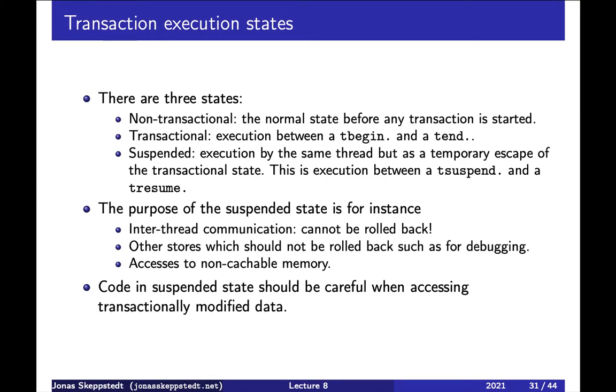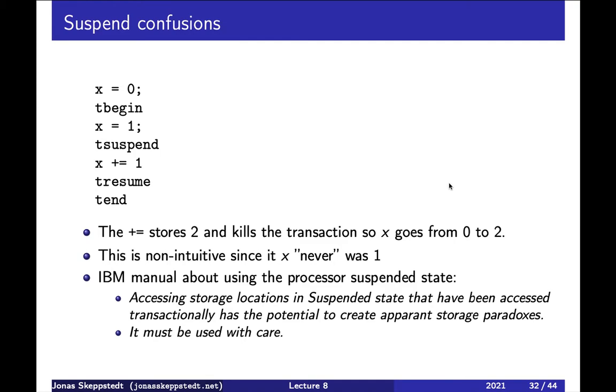Okay, so what happens if we access the same data as in the transaction, in the suspended part? There can be some confusion, and there is even a warning in the Power instruction set architecture documentation. Okay, so let's write this in some symbolic assembler.